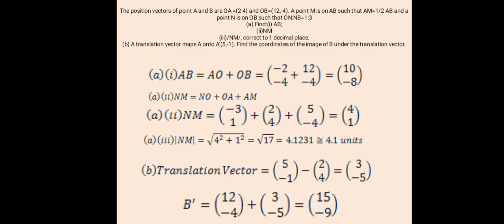B. A translation vector maps A to A prime (5, -1). Find the coordinates of the image of B under the translation vector.